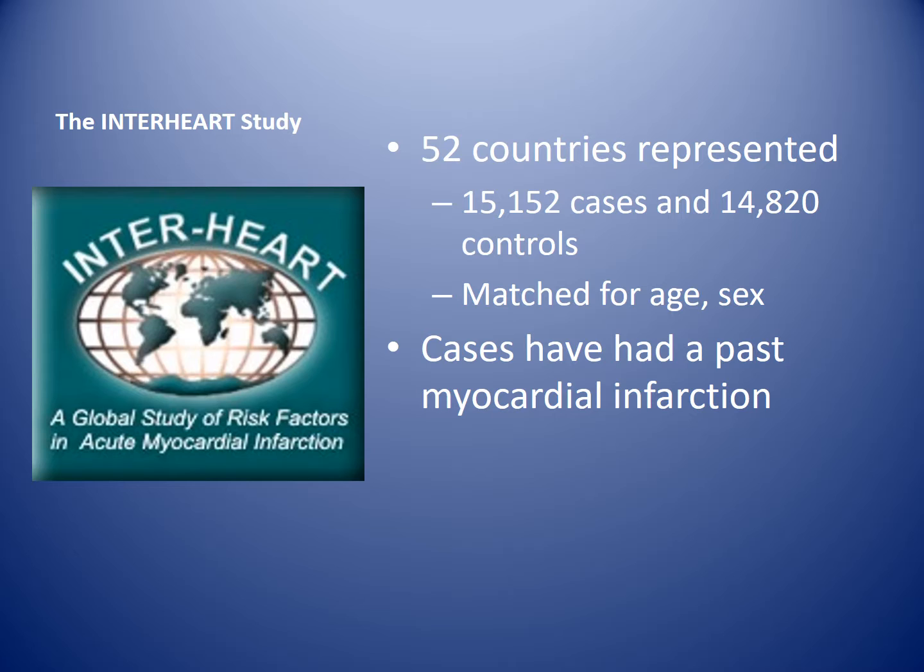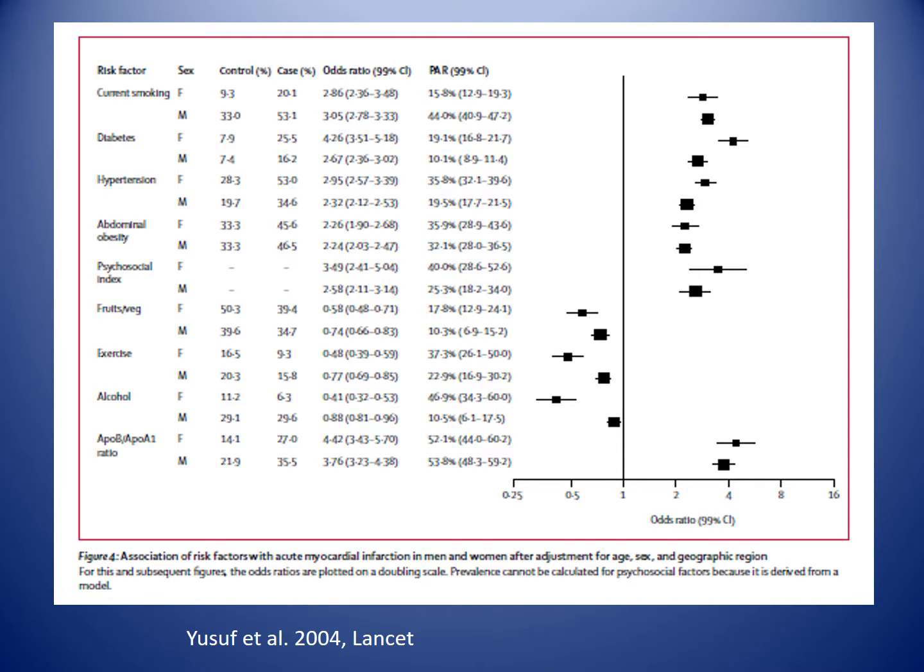What that means is that if you had a 40-year-old male who had a heart attack, they tried to find a control who was also 40 years old and male to compare to. The reason is we know that age and sex are both highly related to risk of heart attack. So the cases have all had a past heart attack, the controls not. Alright, so here are the results. Let me try to explain this clearly.